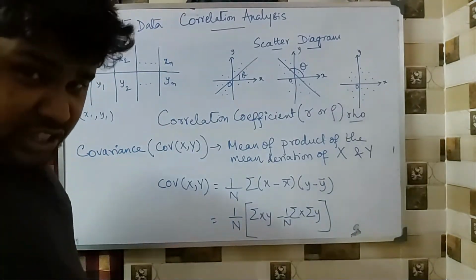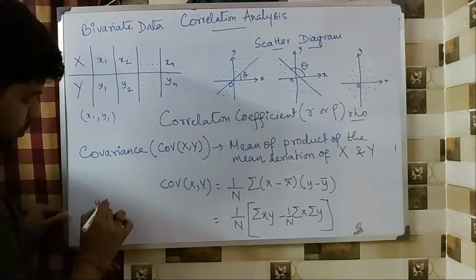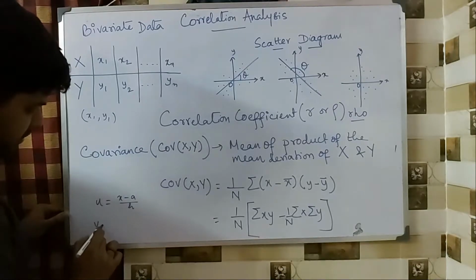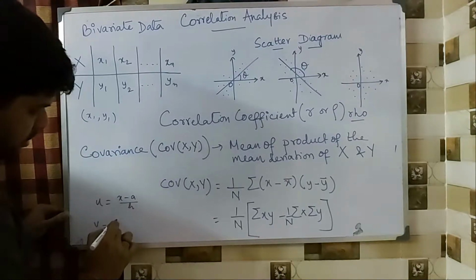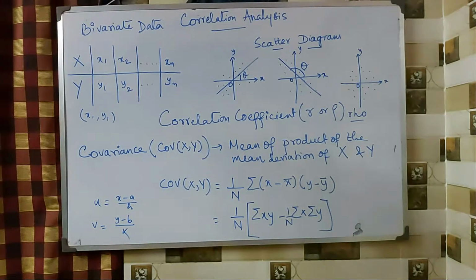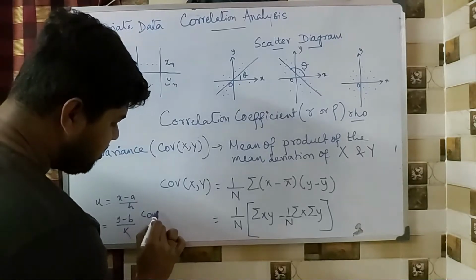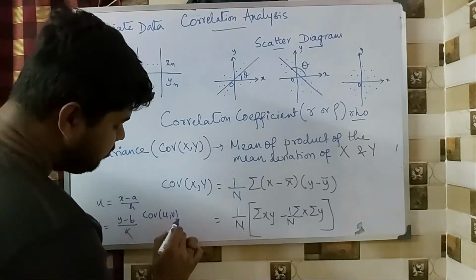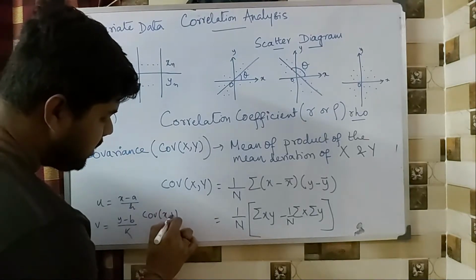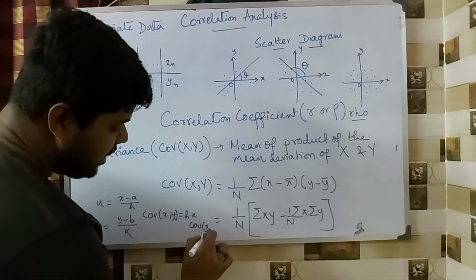And now if you do a scale change, in the sense that if I have u equals x minus a by h, and v equals y minus b by k, then the covariance of uv will be h into k times the covariance of xy.